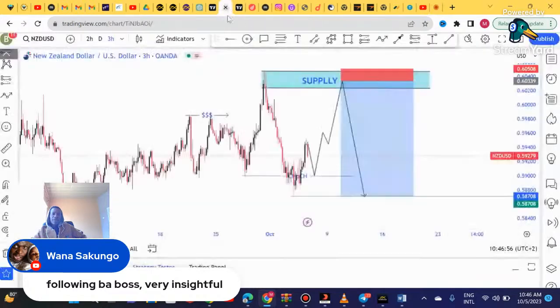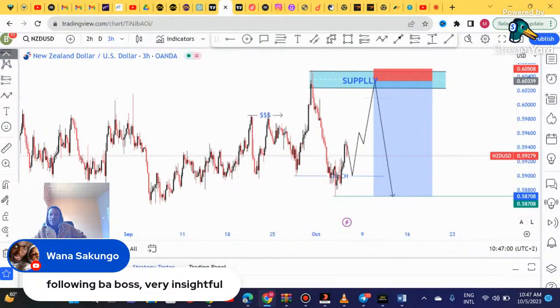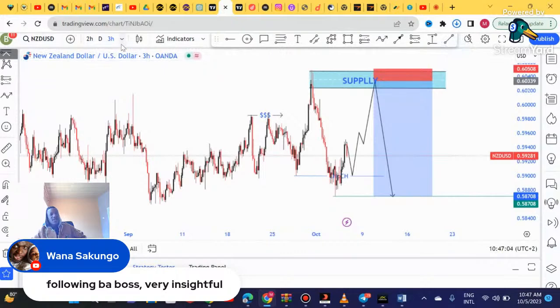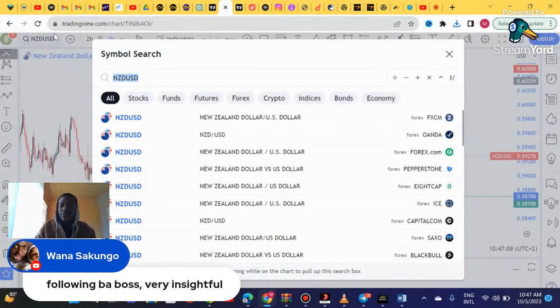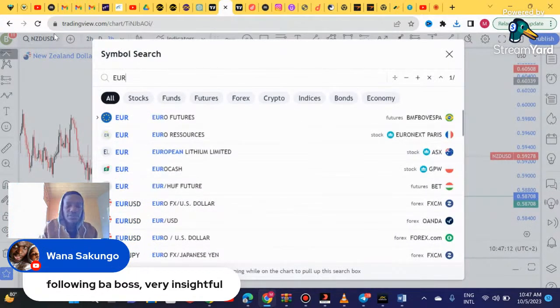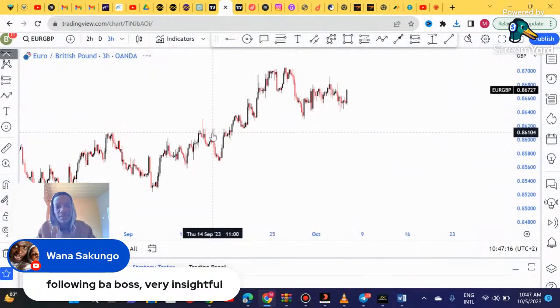Let's look at the last trade. So I hope you are following this, ladies and gentlemen. Let me just download. I've forgotten. I'll be able to download the other analysis that I've made later on. Right. Let's look at Euro GBP. Euro GBP, ladies and gentlemen.